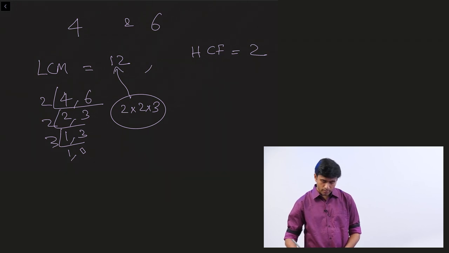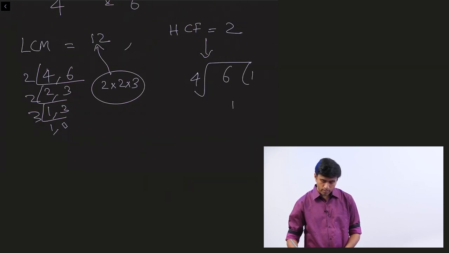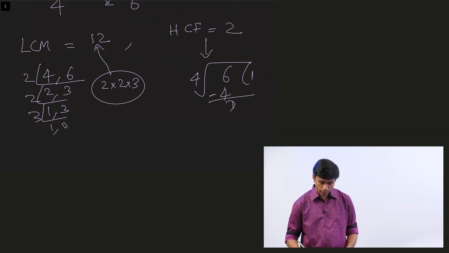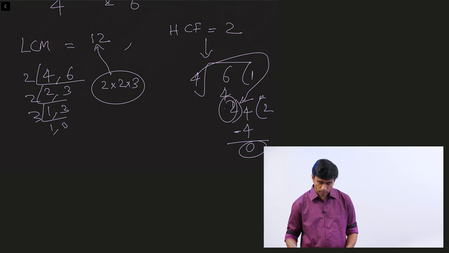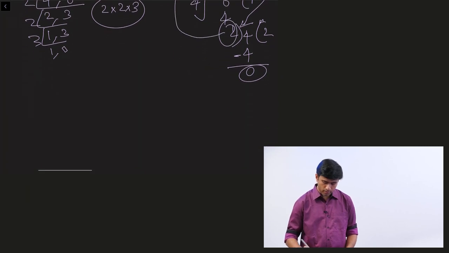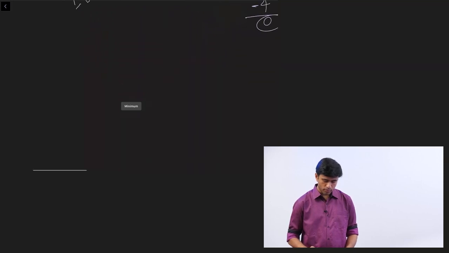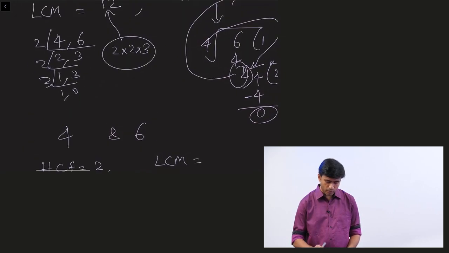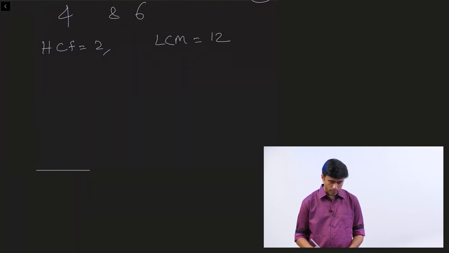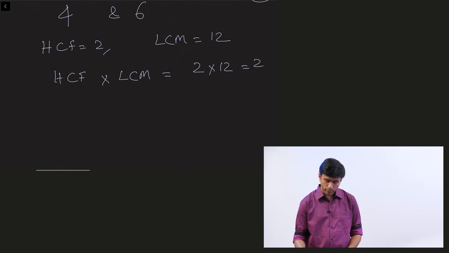How about the HCF? 4, 6, 4 1s are 4. If you subtract, you get 2. 4 is brought down here. 2 2s are 4, remainder 0. Therefore HCF is your 2. So for 4 and 6, you got HCF as 2 and LCM as 12. Now HCF into LCM is 2 into 12, that is 24.